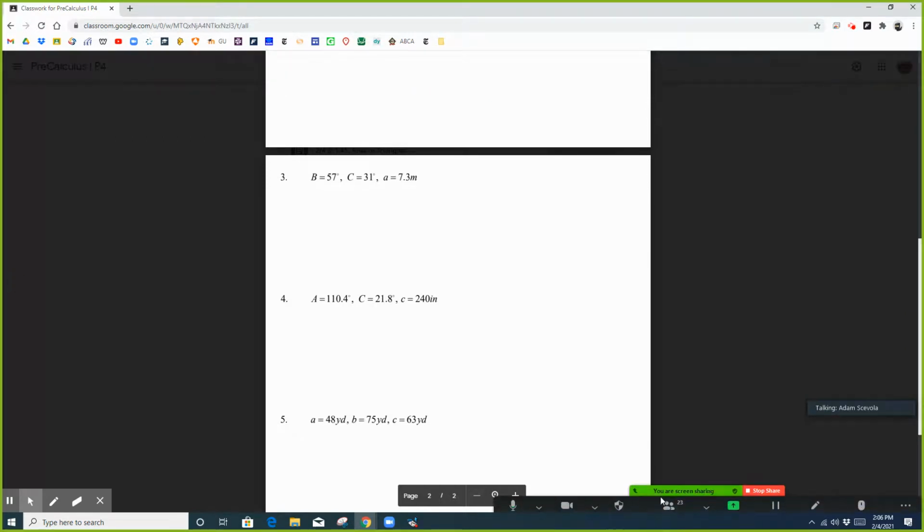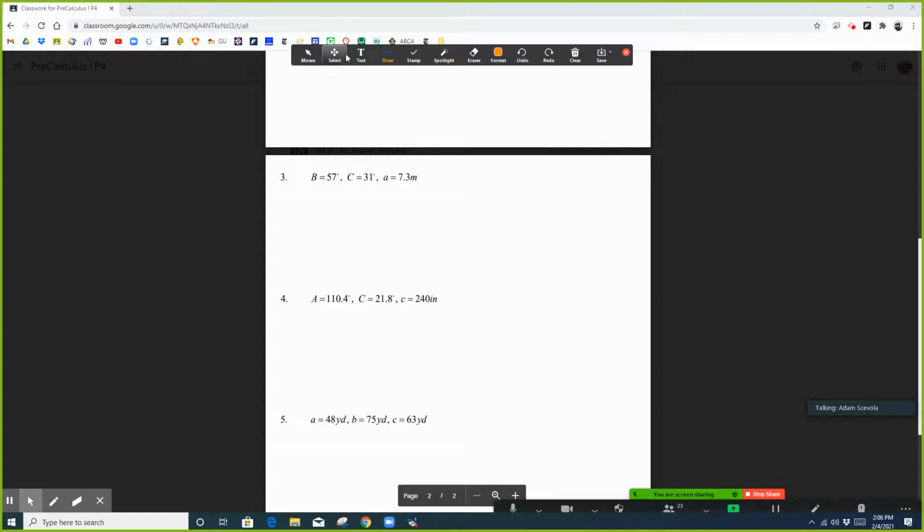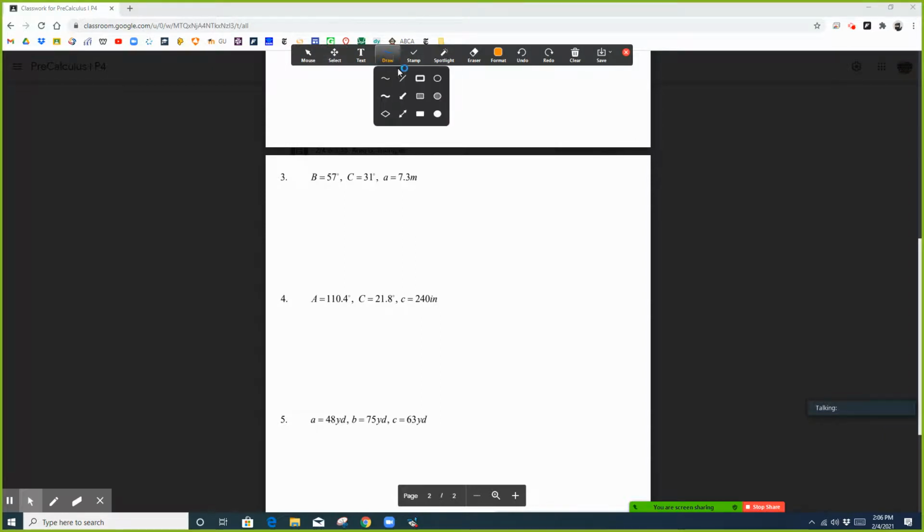For 3, I'm going to have to draw the triangle. And my computer's dying, so give me one moment. I have to plug it in. Sorry, that gives you a head start on drawing the triangle. All right, so let's see.